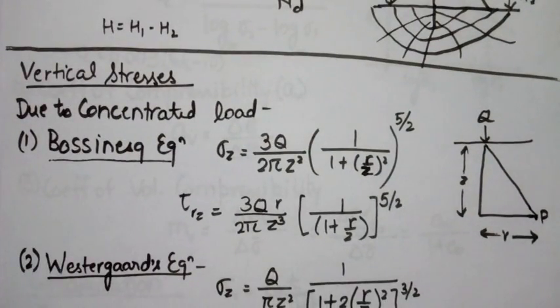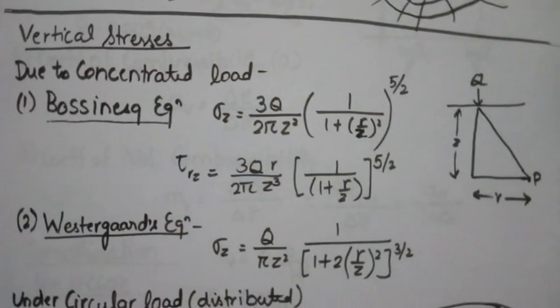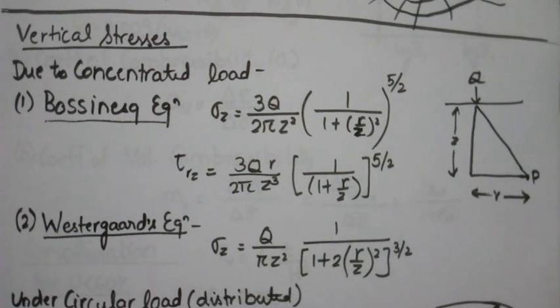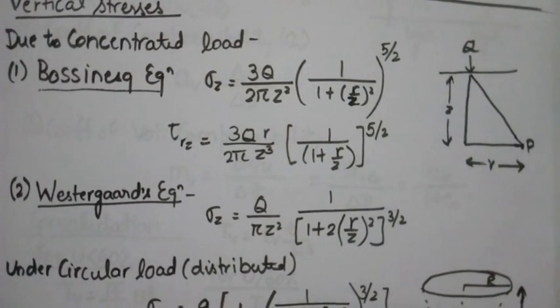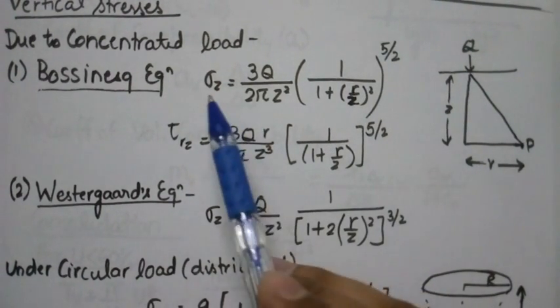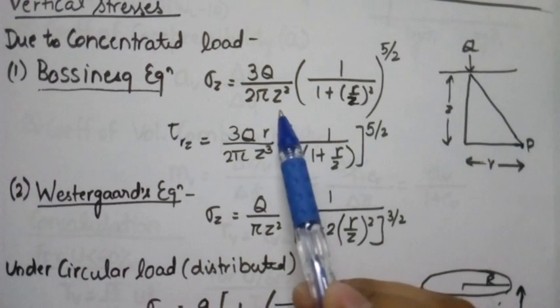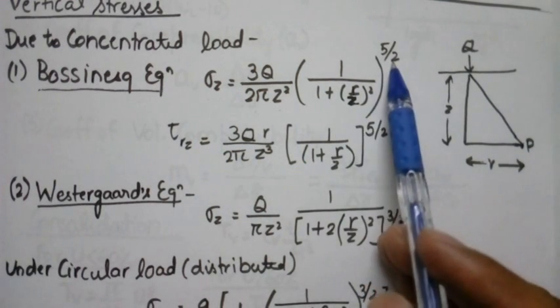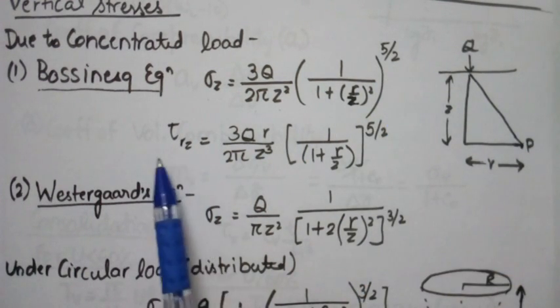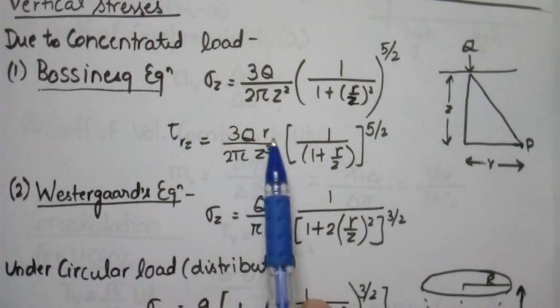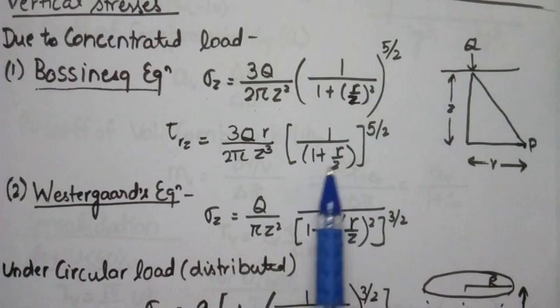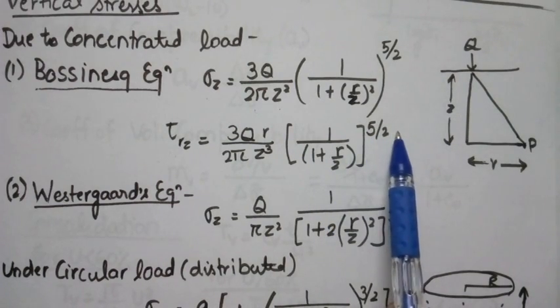Now vertical stresses is our next topic. We determine vertical stress due to concentrated load. First equation to determine the vertical stress is the Boussinesq equation. We have sigma z equal to 3Q upon 2 pi z square, 1 upon 1 plus r by z whole square raised to the power 5 by 2. Tau rz, that is shear stress, is 3Q r upon 2 pi z cube, 1 upon 1 plus r by z whole square raised to the power 5 by 2.